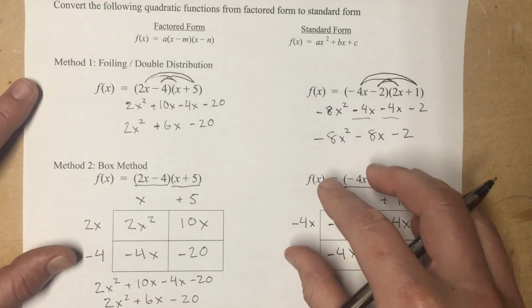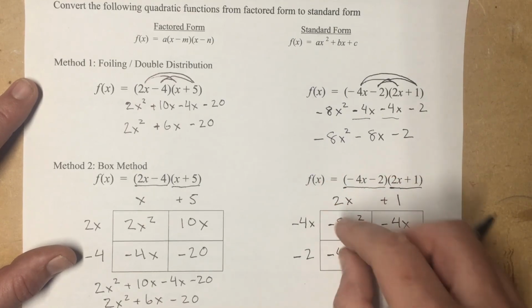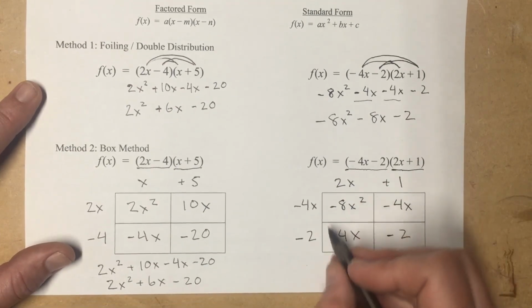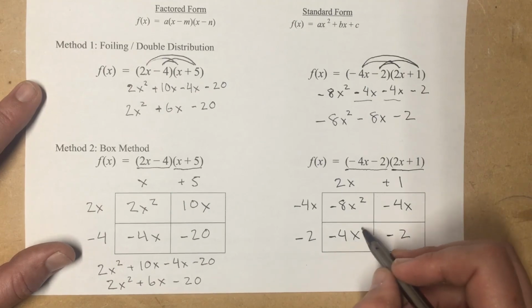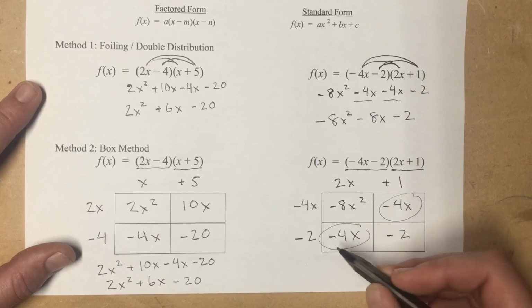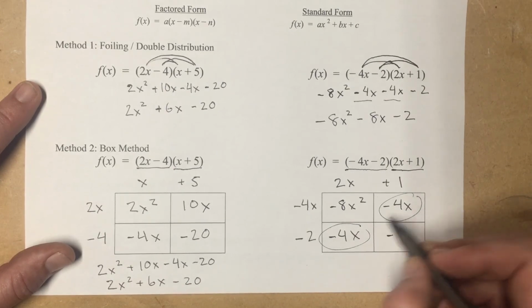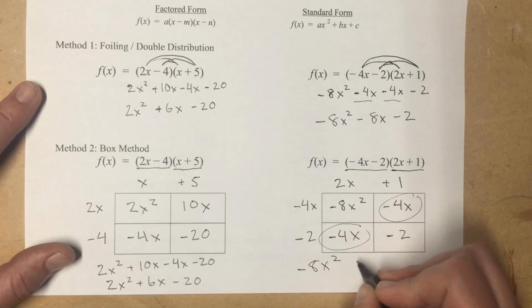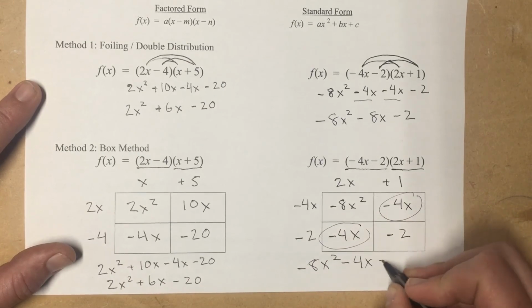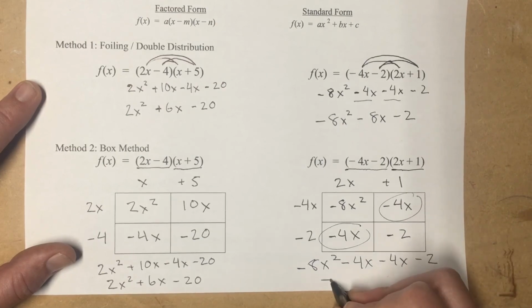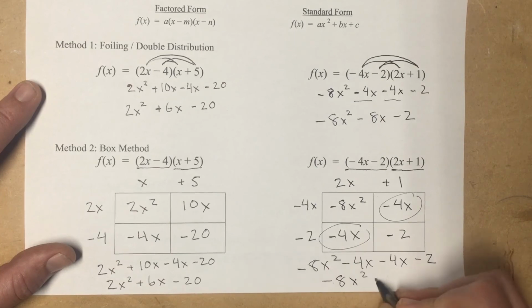Now we always remember we multiply to get into the box. Then we add up everything in the box to get out of the box. All right. So now let's add everything up. And in most cases, you're going to have some like terms here and here. Notice we have negative 4x and negative 4x. We can combine those like terms. We have negative 8x squared minus 4x minus 4x minus 2. There are like terms to make negative 8x squared minus 8x minus 2.